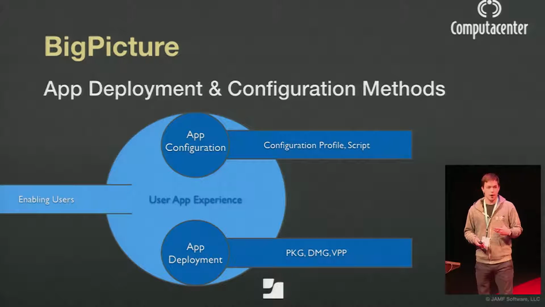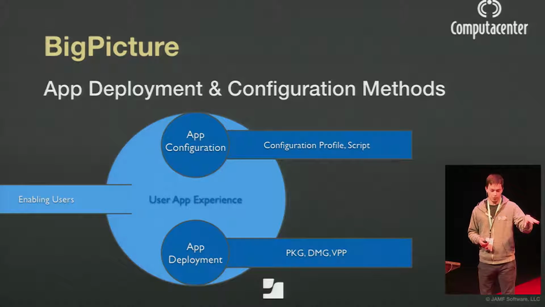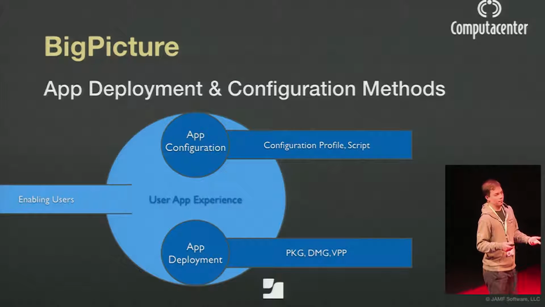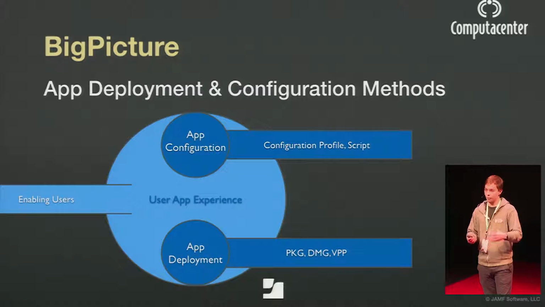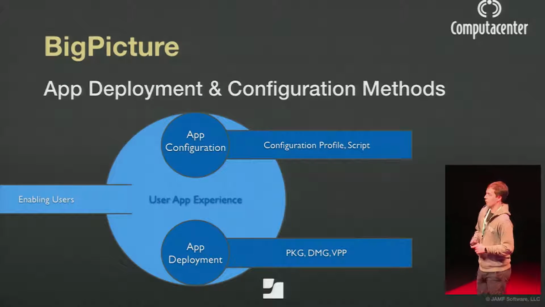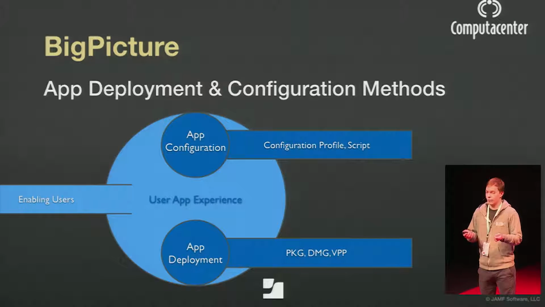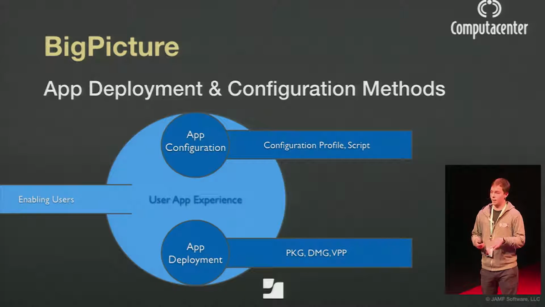To configure apps from our admin perspective, we have app deployment and we have app configuration. And there are different methods. We can deploy apps via PKG, DMG, or the new VPP program. But on the other side, we need to configure these apps. And there are apps out there which have to be configured independently. Some of them can be configured via Apple configuration profiles, and others need to be configured via scripts. Today in my session, we are focused on these apps which need to be configured via scripts.